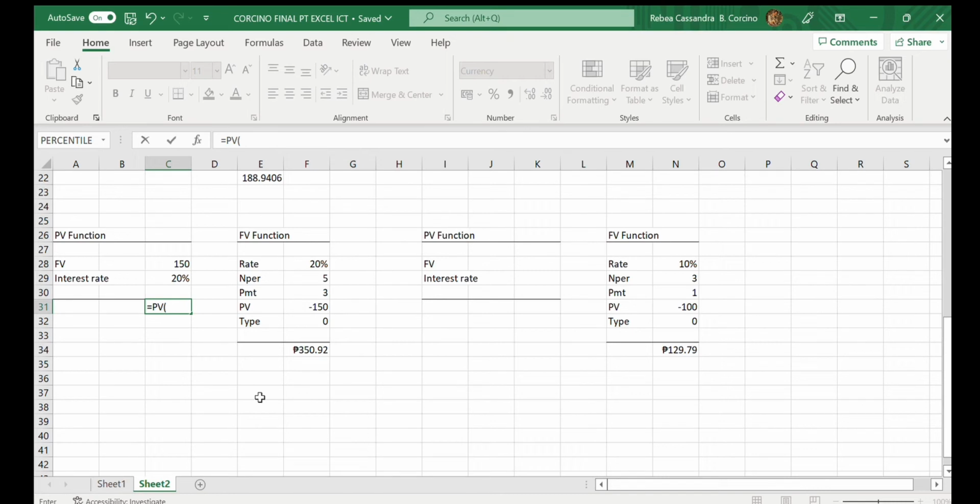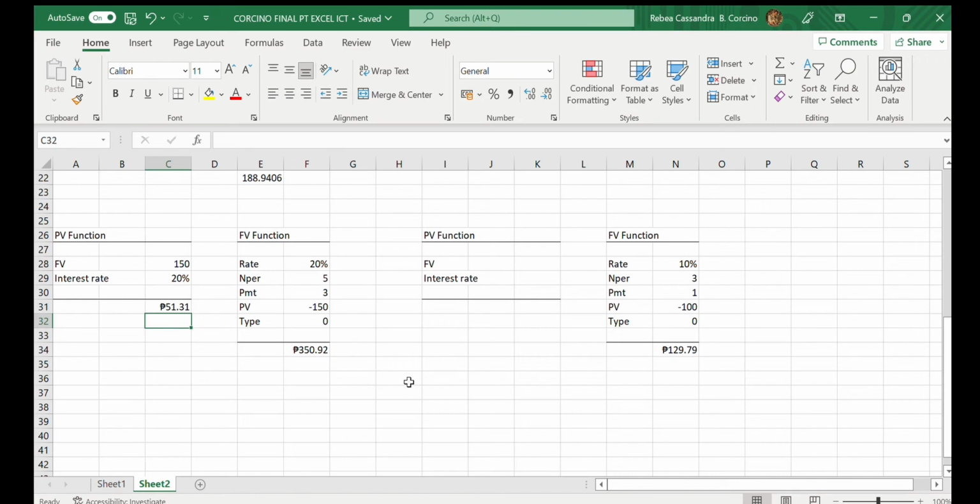So let us now start dragging each of the values, same order as before. So we have the rate, 20%, comma, NPER, comma, PMT, comma, the FV, we'll consider it as FV, comma, and then the 0, then close parenthesis, and we press enter. So we get 51.31 pesos. Same goes for this one here in the PV function.